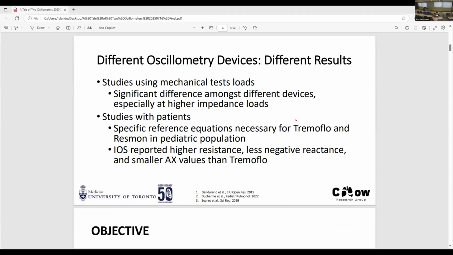A study using mechanical test loads to test differences between devices found that there were significant differences among devices, especially at high impedance loads. A study done in a pediatric population found that device-specific reference equations were necessary for the TremoFlow and the Resmon device. And a study of IOS versus FOT devices found that the IOS device recorded higher resistance, less negative reactance, and smaller area of reactance values than the TremoFlow device.